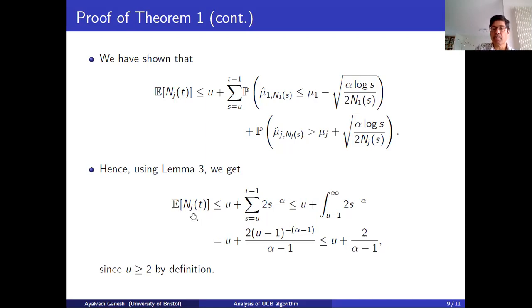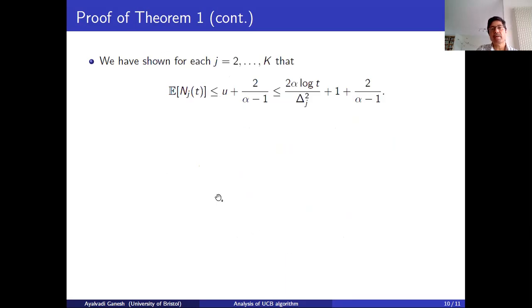And there is one such bound for every suboptimal arm j. And now let me remind you that this u here is not a constant. It depends on j and it depends on t. The dependence on j involved a delta j term, and the dependence on t is logarithmic in t, if you go back and look at the definition. So this gives you something that is a log t over a delta j squared. So let me rewrite that.